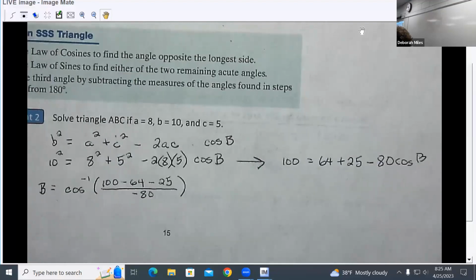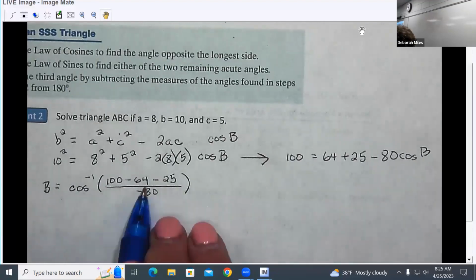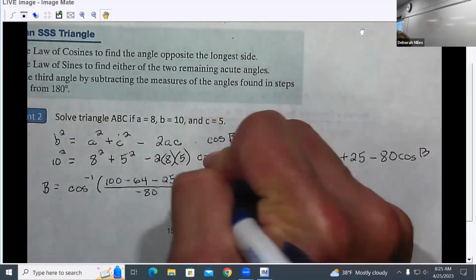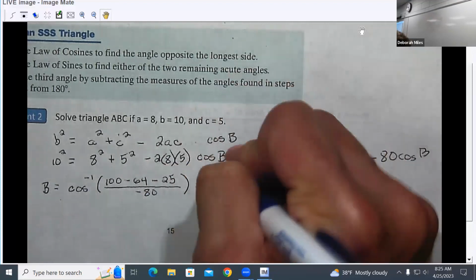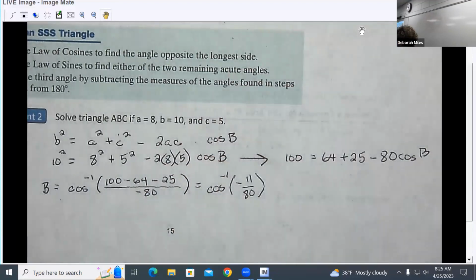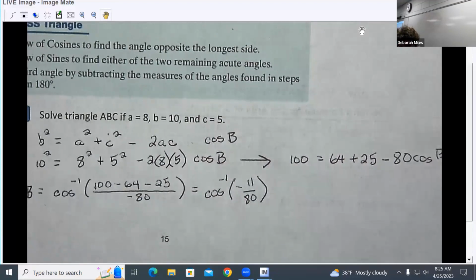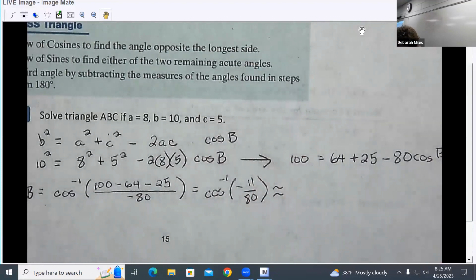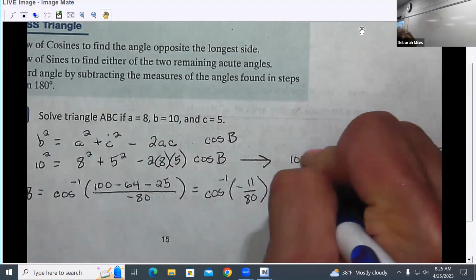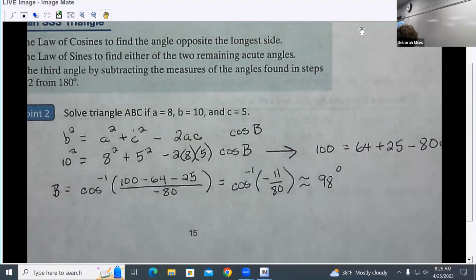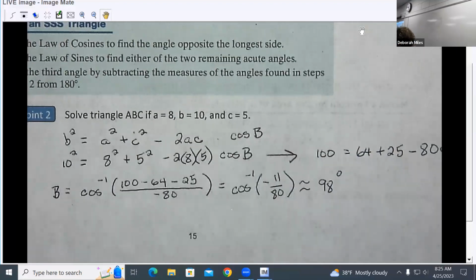You can make that a little bit easier to punch on the calculator. 100 minus 64 is 36. 36 minus 25 is 11. That's inverse cosine of -11 over 80. And what did you get that to be? Okay, I think the directions still say round to the nearest whole number. So that's 98. And because B is an angle, not a side, we need to give the units on it. And Ms. Haley said it's degrees, 98 degrees.